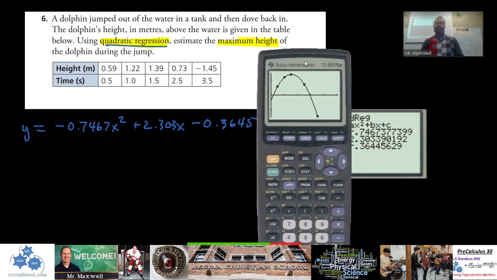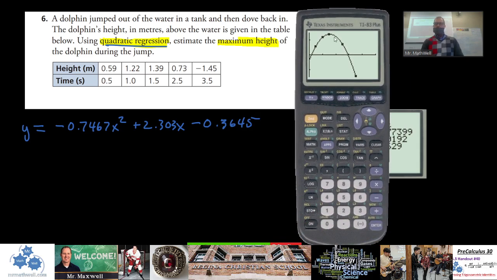Estimate the maximum height. Okay, so the maximum height looks like it's going to be pretty close to this point right here. Now, it's not going to be exact, but if you hit the trace button, just the plain old trace button, look at what's up here, because we've got two things plotted. We've got the points, which you see on the top left of your screen. It says point 1, L1, L2. And then if you cursor over, it'll highlight point 2, and so on. The third point, fourth point, fifth point down there.